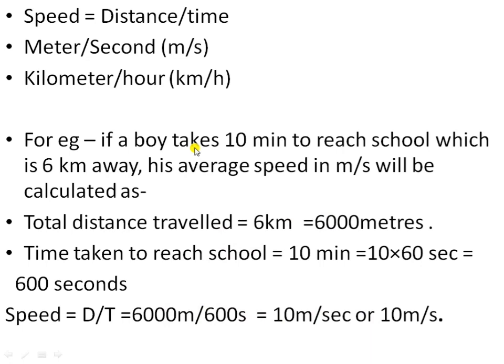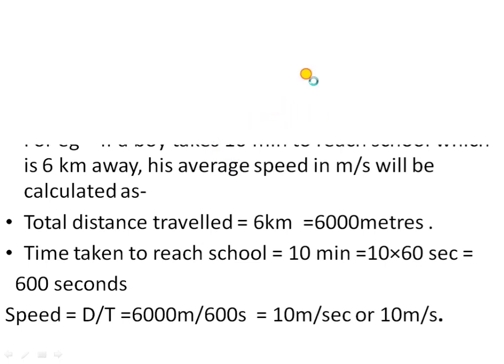Okay, simply you have to convert kilometer per hour into meter per second, because in the question it is written that the average speed in meter per second. So firstly we have to convert this kilometer into meter. 1 kilometer is equal to 1000 meter. So 6 into 1000 is 6000 meter. In the same way, in time, 1 minute is equal to how many seconds? 60 seconds. So 10 multiplied by 60 is equal to 600 seconds. If in the question it's written 10 hours, then we have to convert hour into minutes and into seconds.